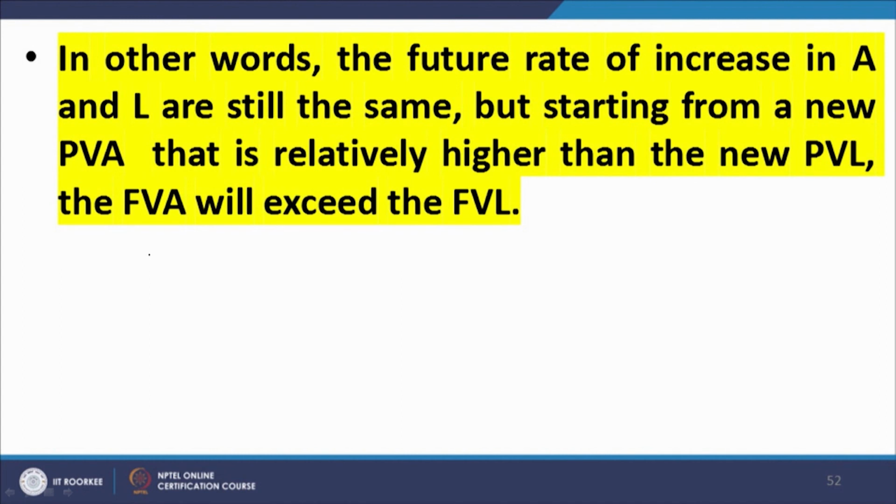In other words, the future rate of increase in A and L are still the same, but starting from a new PVA which is relatively higher than the new PVL, the future value of assets will exceed the future value of liabilities. Let me repeat, in other words, the future rate of increase in A and L are still the same, but starting from a new present value of assets that is relatively higher than the new present value of liabilities, the future value of assets will exceed the future value of liabilities.